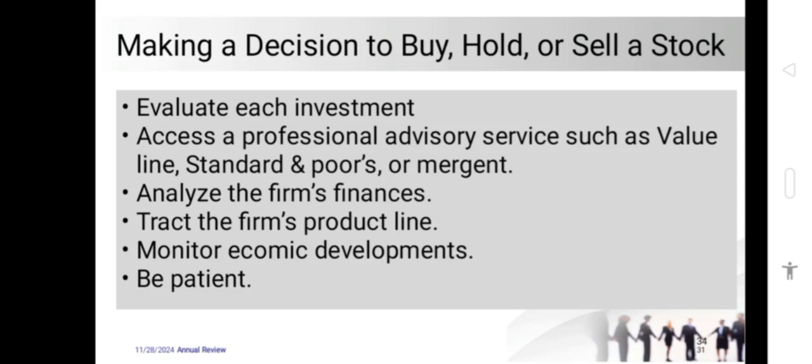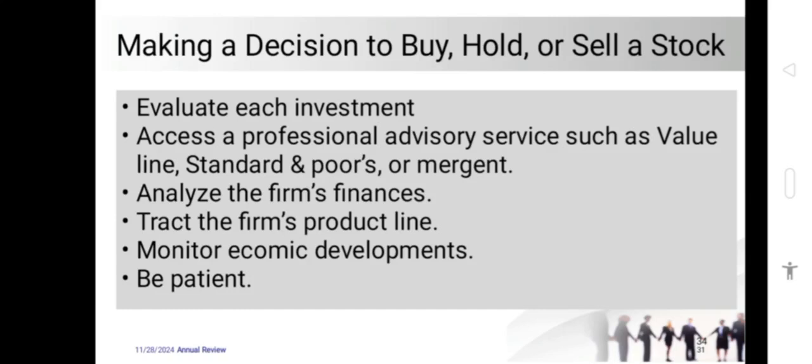Next is access a professional advisory service such as Value Line, Standard & Poor's, or Mergent. The purpose of this is to gain expert insights and guidance in complex financial, legal, or strategic matters. Advisors can help with tailored solutions for risk management and identifying opportunities that you may overlook.